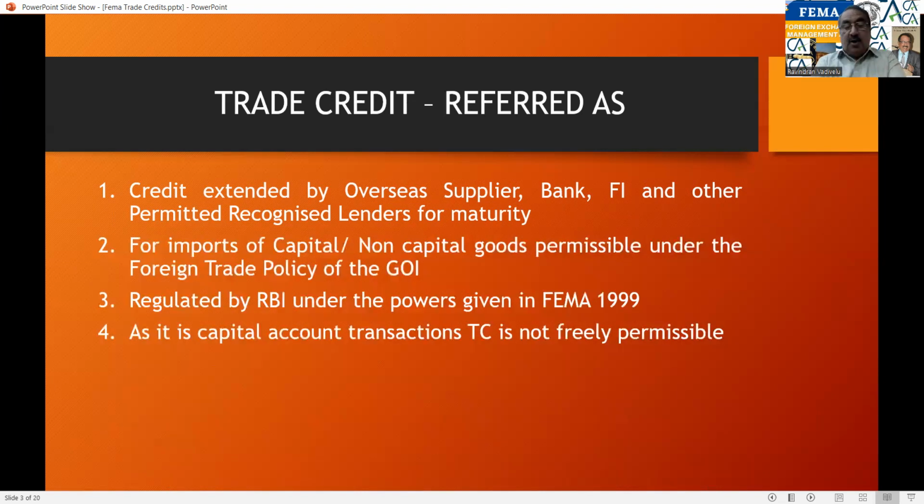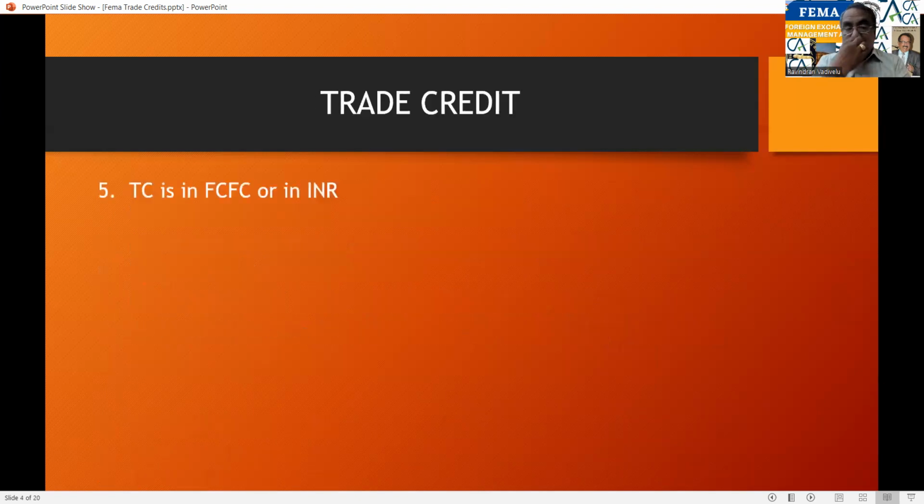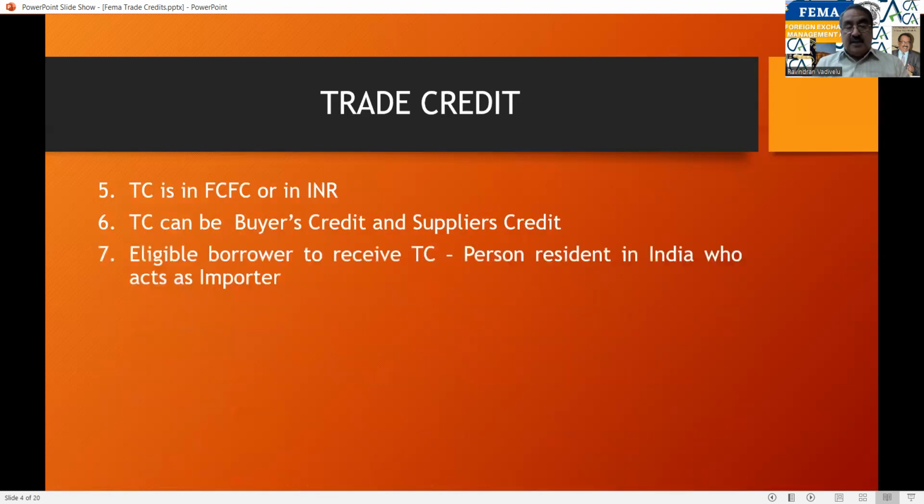As it is a capital account transaction, trade credit is not freely permissible. It's very, very important, not only here: if any transaction comes under the category of a capital account transaction, it is not freely permissible. It is subject to regulations, rules, supervision, and everything. Here, trade credit can be done in the form of freely convertible foreign currency or in Indian rupee. This is a very, very important thing. And trade credit can be for buyer's credit as well as for supplier's credit.